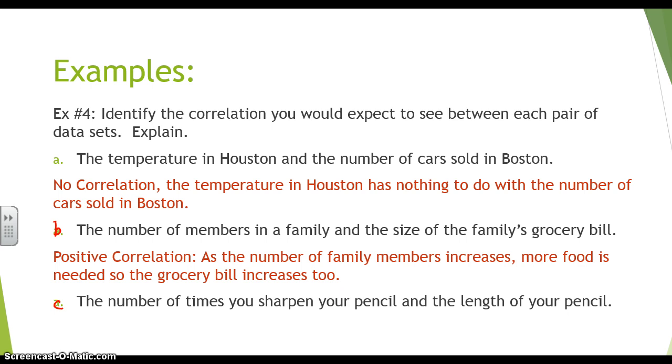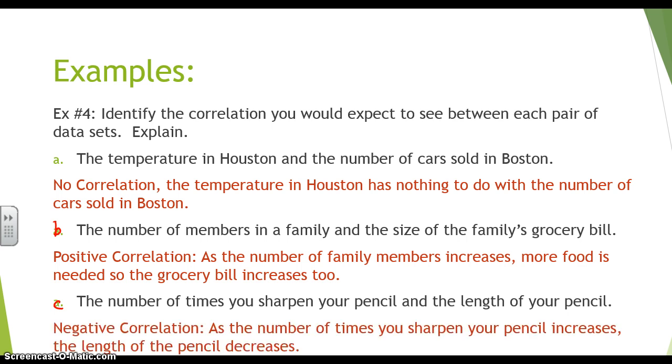The last example says the number of times you sharpen your pencil and the length of your pencil. Well, as you know, when you go to sharpen your pencil, the length of your pencil gets shorter and shorter. So this situation is going to be a negative correlation because the more times you sharpen your pencil, the length of your pencil is going to decrease.